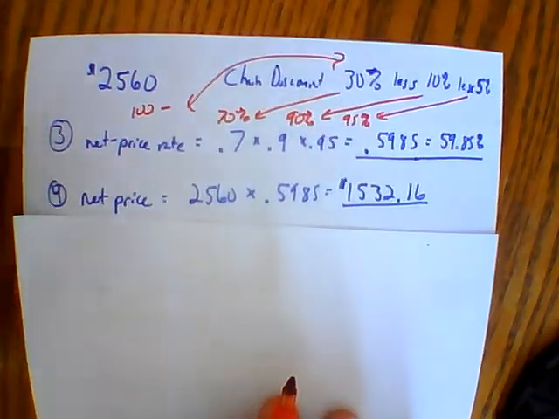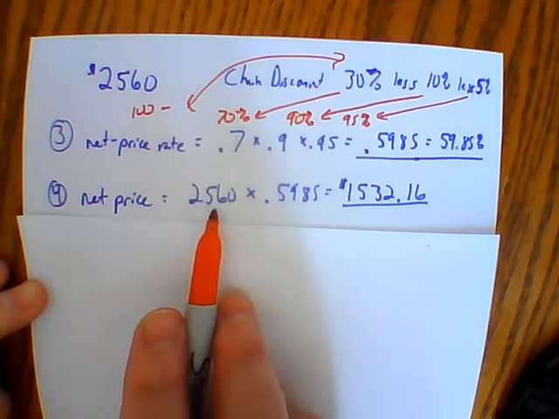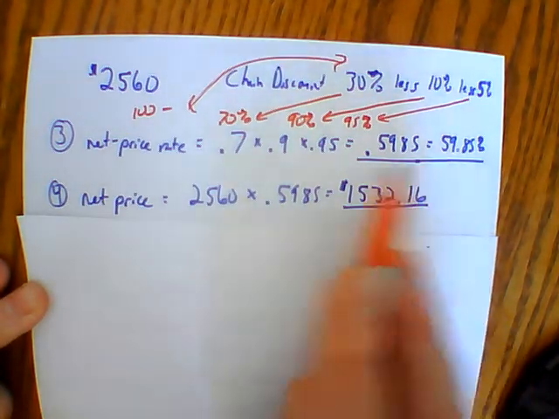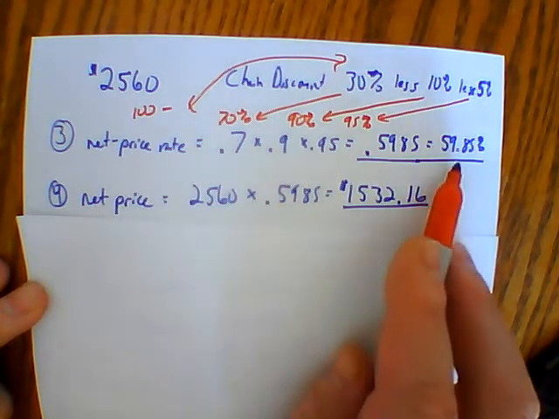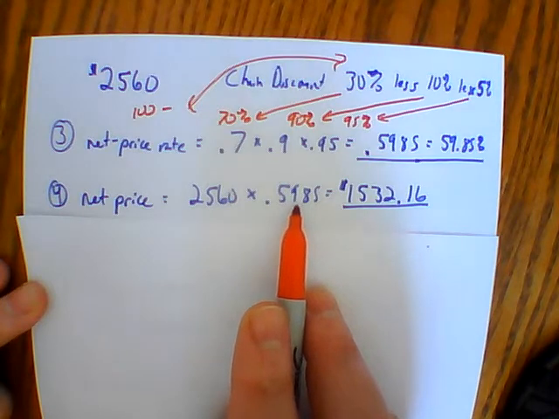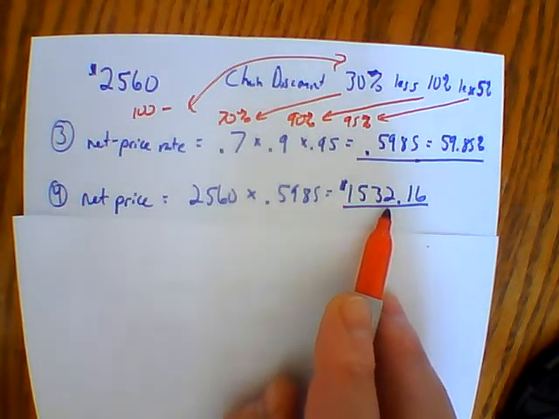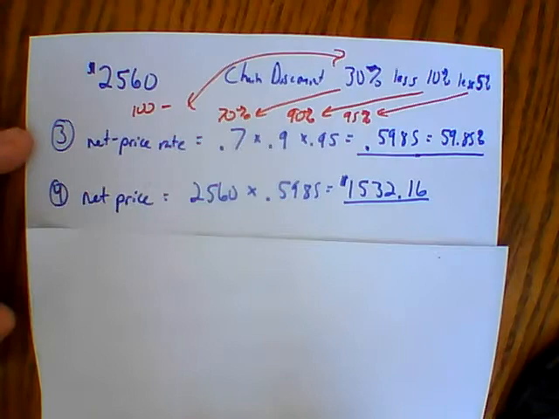In question 4, they ask for the net price, which equals 2,560 times our net price rate, what we owe. So we'd be paying $1,532.16. Still a good deal.